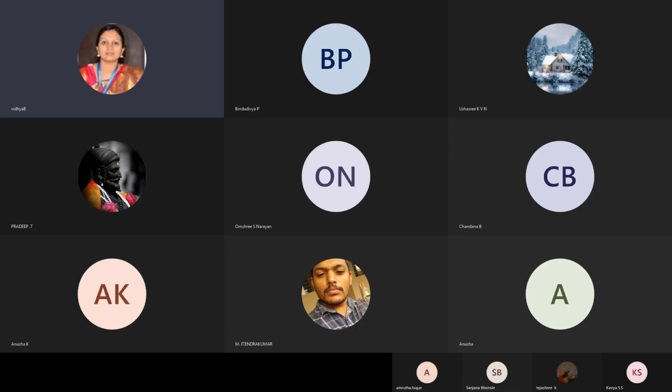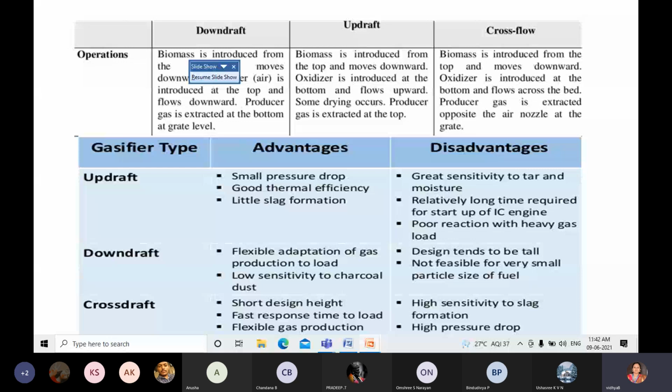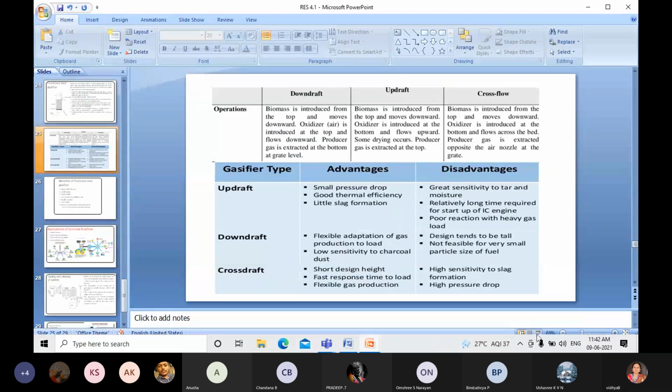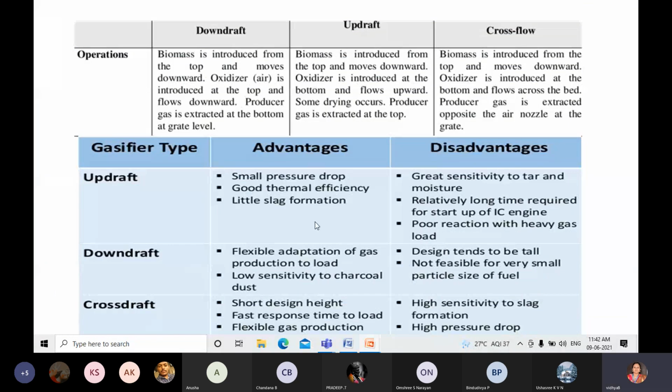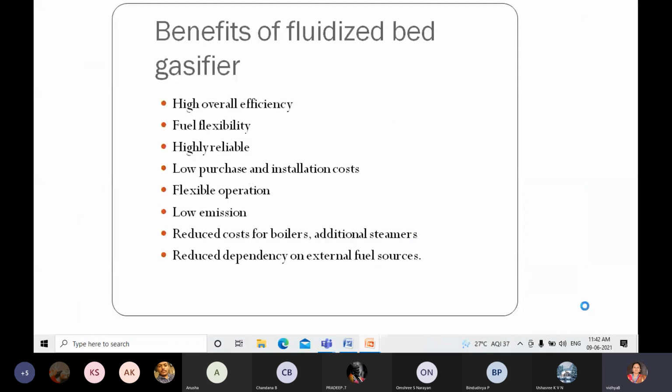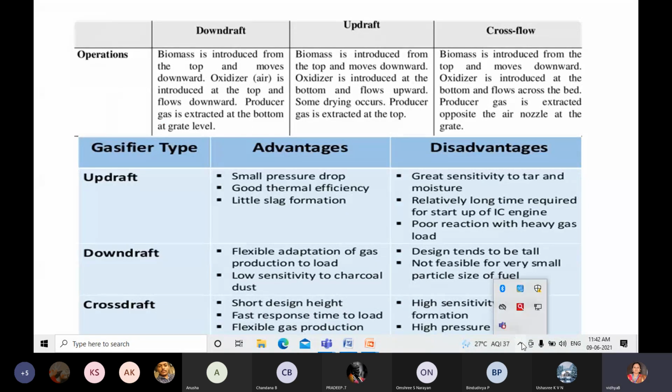Difference or advantages and disadvantages of fixed type. This is updraft, downdraft, and cross draft. We have already discussed each. Gasifier type. In this, updraft advantages.